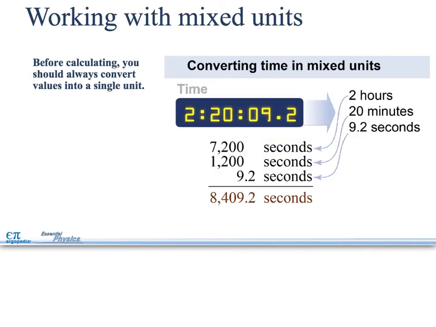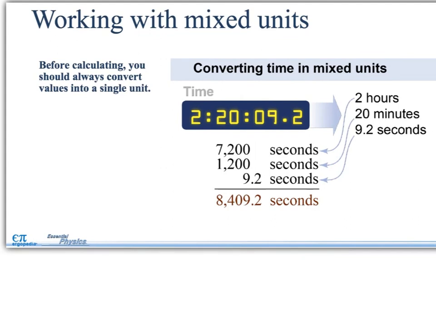Working with mixed units. Before calculating, you should always convert values into a single unit. So here you have the time of 2 hours, 20 minutes, 9.2 seconds. So if I'm going to take everything into seconds, 2 hours basically is 7,200 seconds, 20 minutes is 1,200 seconds, and then we had 9.2 seconds. Add them all up, you get 8,409.2 seconds. So you add them all up, they're all in the same unit.